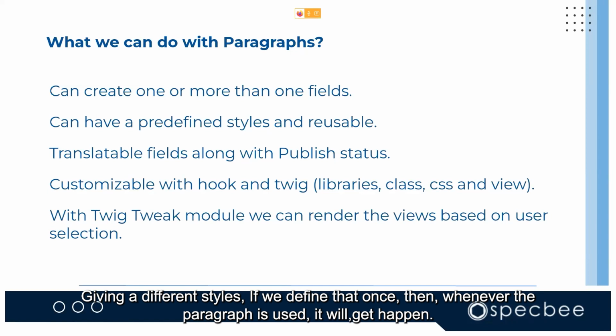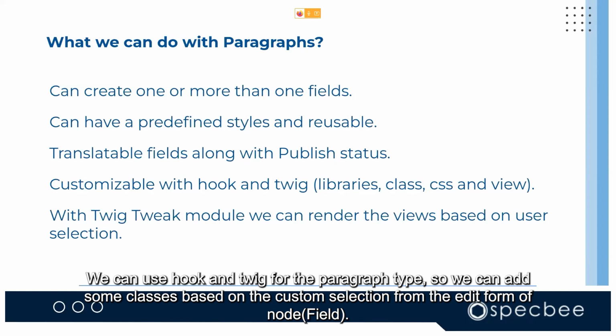There is no need to give different styles each and every time. If we define them once, then whenever the paragraph is used, the styles will get appended. We can also use a preprocess hook for the paragraph type, so that we can add some classes based on the custom selection from the user in the edit form of the node.